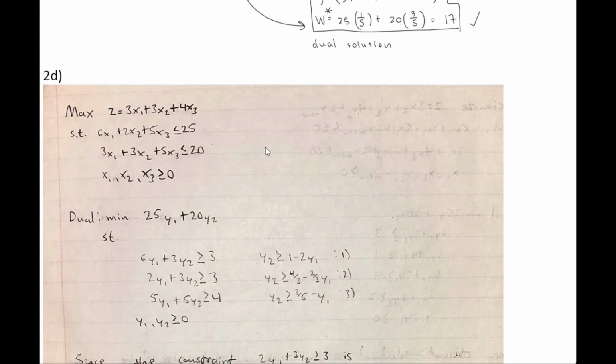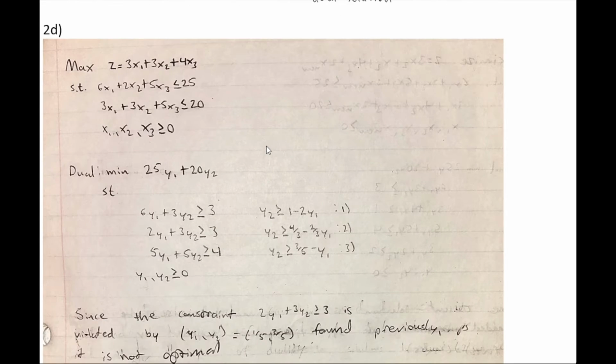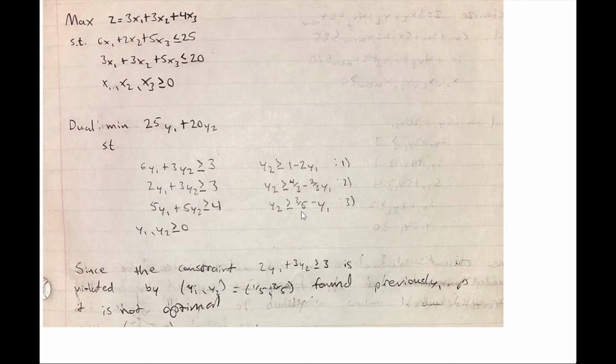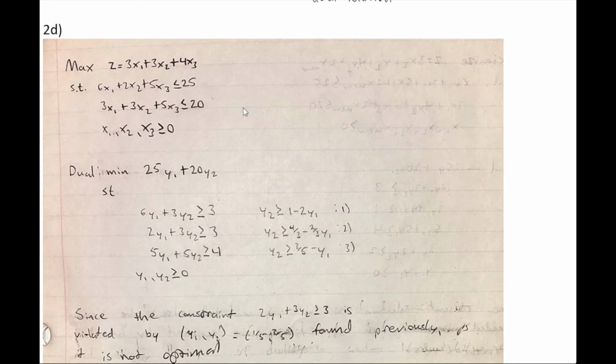Now I want to take you guys on to 2D, which asks us to use duality theory to determine whether a changed version of the original problem can still take on the original optimal solution and have those optimal solutions remain optimal. So to evaluate whether or not the original optimal solutions still hold for the new problem, we want to construct, again, the dual formulation.